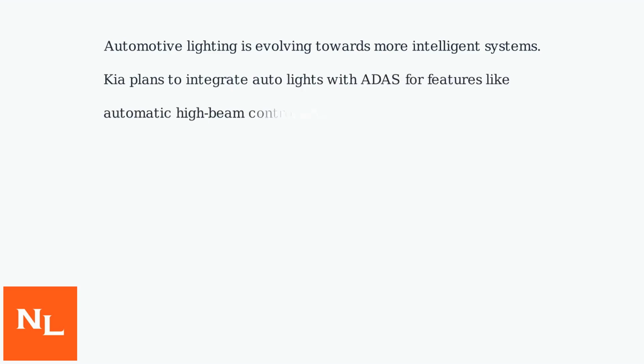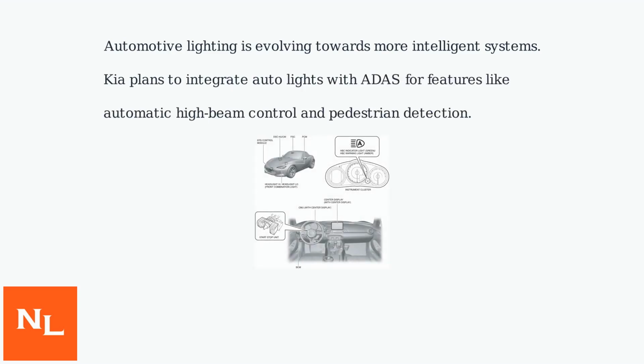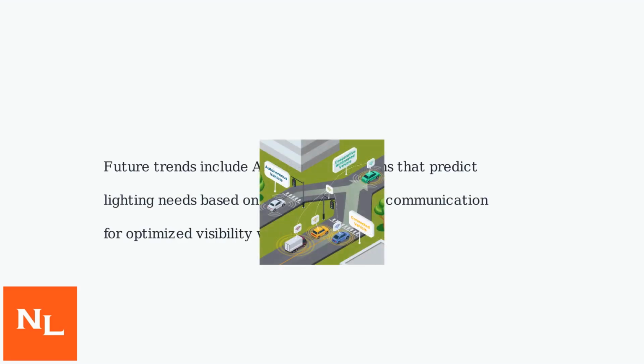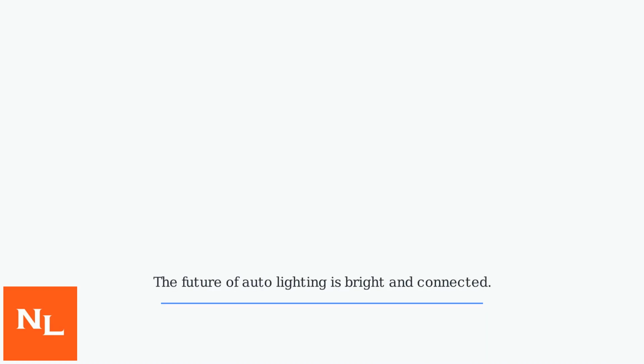Automotive lighting is evolving towards more intelligent systems. Kia plans to integrate auto lights with ADAS for features like automatic high beam control and pedestrian detection. Future trends include AI-enhanced systems that predict lighting needs based on GPS data and V2I communication for optimized visibility within smart cities. The future of auto lighting is bright and connected.